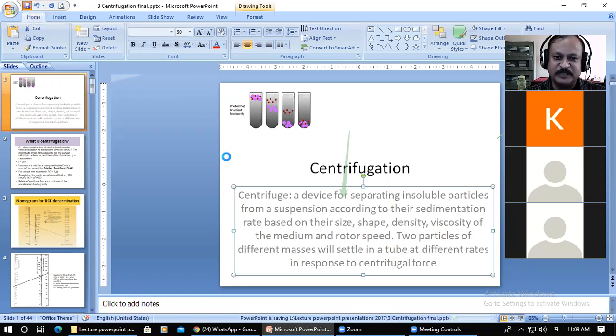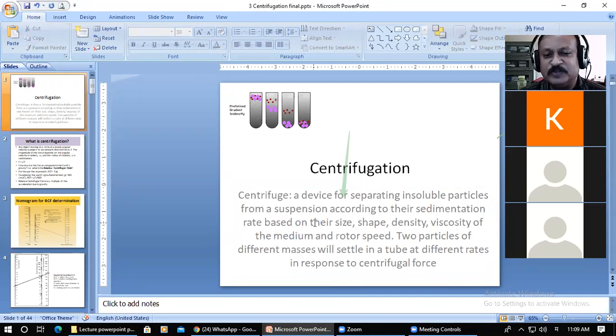Let me save whatever changes I have made. So centrifuge is a device which we use for separating insoluble particulate matter from a suspension. And this separation process is dependent upon the sedimentation rate. We separate the particles on the basis of different sedimentation rates. The sedimentation rate is based upon different properties of the particulate matter, for example the size of the particles, the shape of the particles, and most importantly the density of the particles.